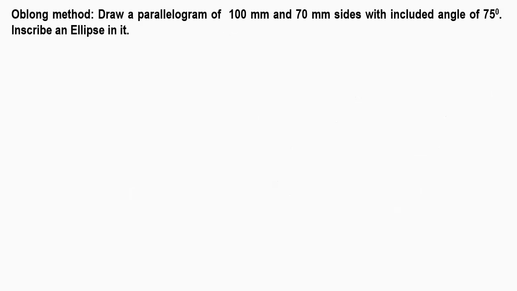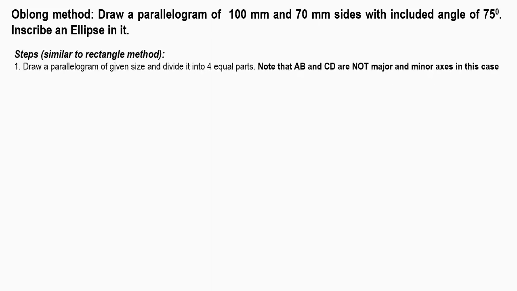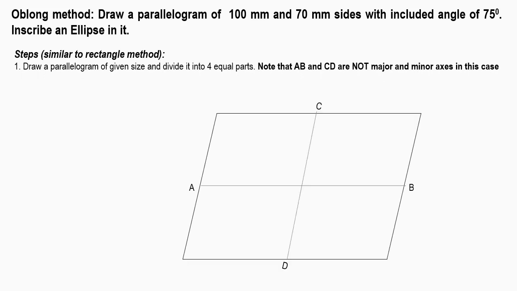Then coming to the next method, that is the oblong method. Draw a parallelogram of 100 millimeters by 70 millimeter side with included angle 75 degrees and inscribe an ellipse in it. So the steps are quite similar to the previous rectangle method. Draw a parallelogram of the given size and divide it into 4 equal parts. Now, one thing that is very important here is that AB and CD are not the major and minor axis in this case.